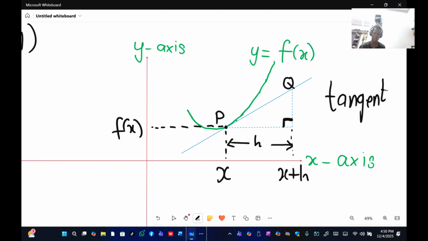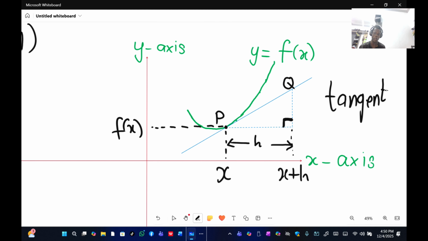Look at it carefully. Because you are dealing with the tangent, anytime you are finding the corresponding y value, you have to trace from the x, and the line should be parallel to the y-axis until it cuts the tangent. Then you trace it to the y-axis. To get the y value, we have to plug in the new x value. So it's going to be f of x plus h.